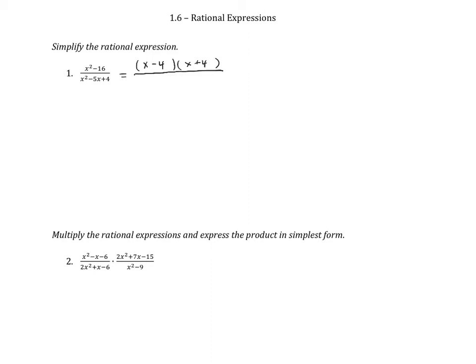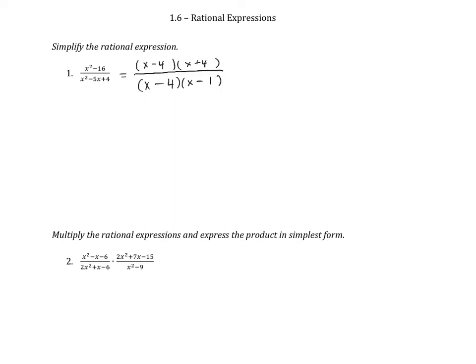The bottom has 3 terms. It's a trinomial and it has a 1 in front of the x squared, so I'm going to be able to factor that with an x and an x. What multiplies to get positive 4 and adds to get negative 5? Well, that will be a 4 and a 1, and they'll both have to be negative. That will multiply to get positive 4 and add to get negative 5.